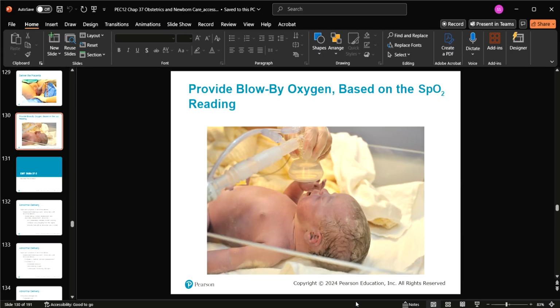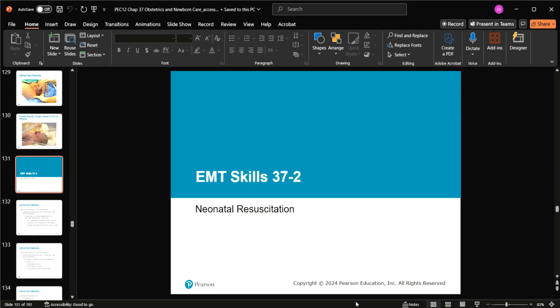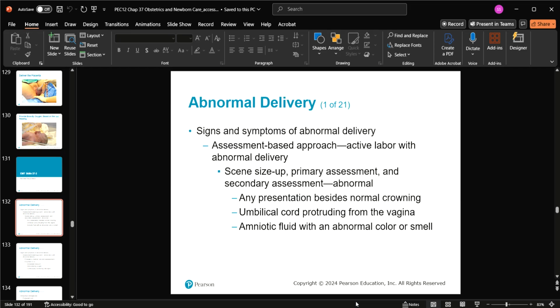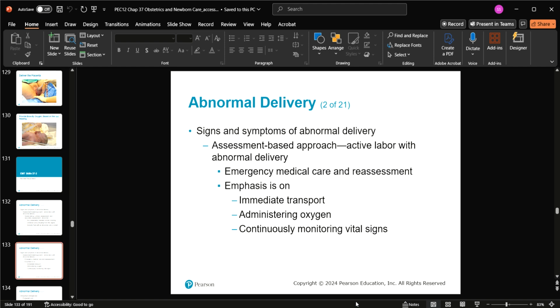So if you have a baby like this with that central cyanosis, we need to provide oxygen. Some resuscitation may be required here for these patients. Transport, obviously, administering oxygen not only to the mother but to the child.